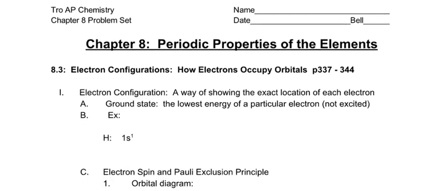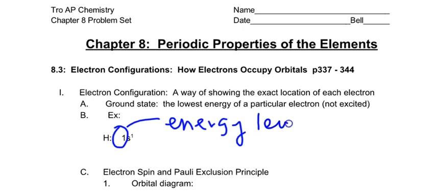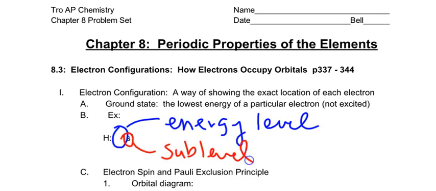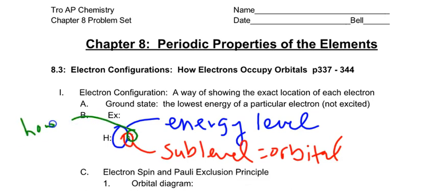So for example, let's look at hydrogen. We call it 1s1. What does this 1 mean? That 1 is your energy level, or the energy shell. The s stands for the sublevel or the orbital: s, p, d, or f. And then this last 1, let me circle that, means how many electrons.